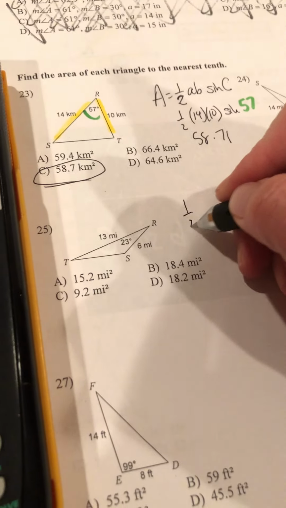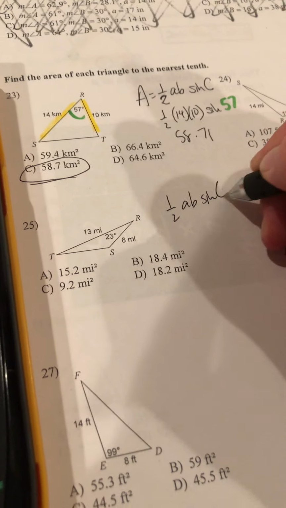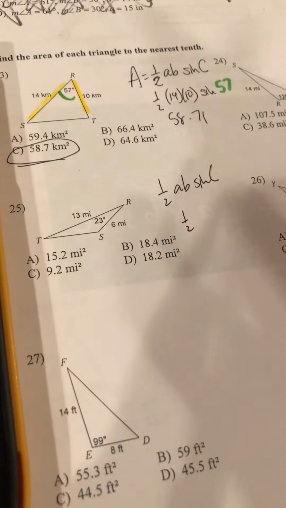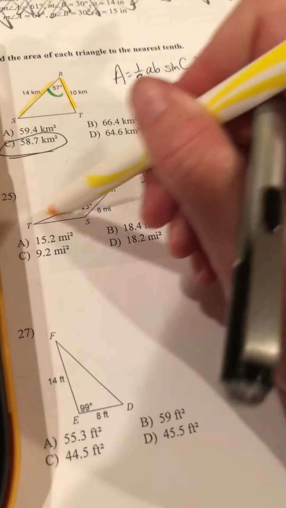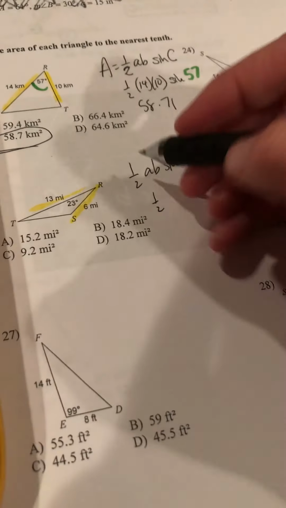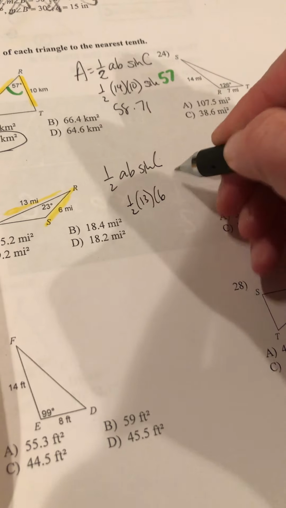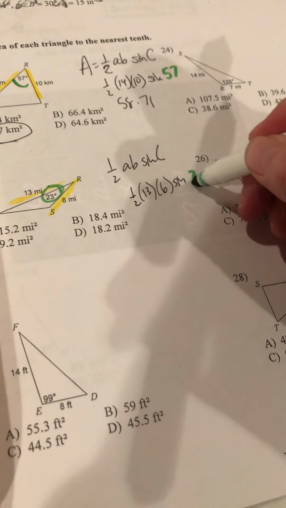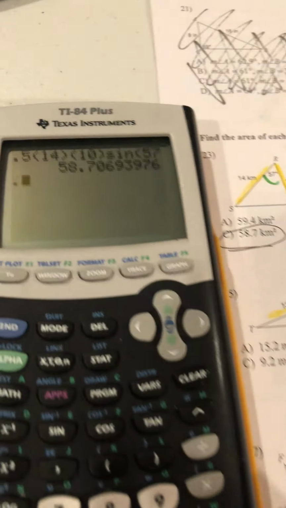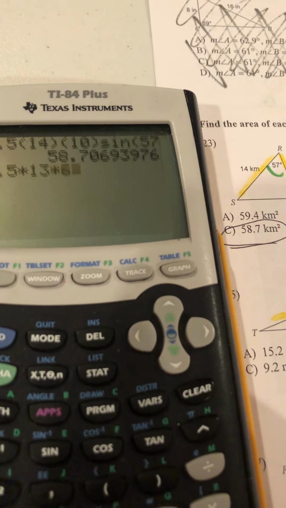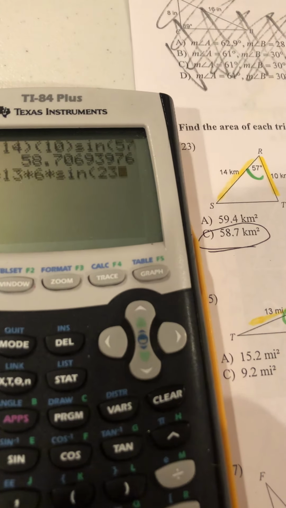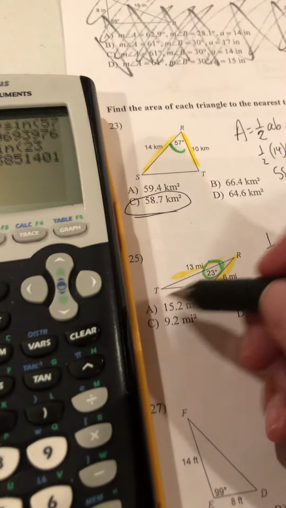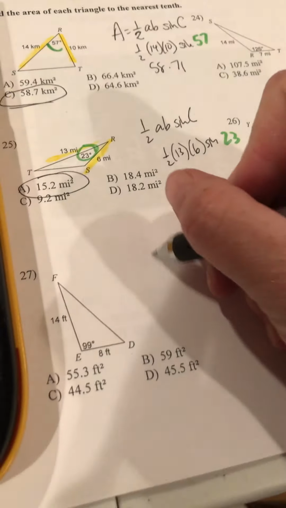So I'll just go down. 1/2 AB sine C. It's easier to memorize it if you write it down. So we've got 1/2. My A and B are my sides, that 13 and 6. 13 times 6 sine C, or this 23. And so I'm going to do 0.5 times 13 times 6 times sine of 23. I get 15.23, or A.